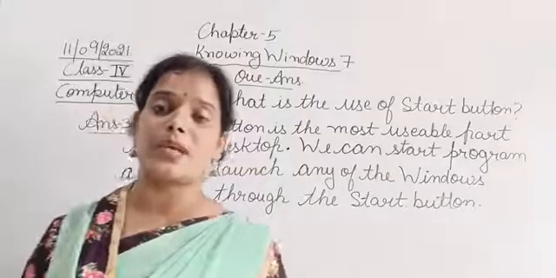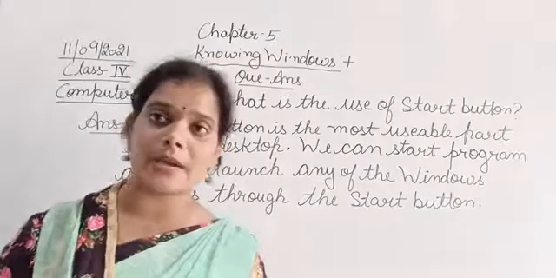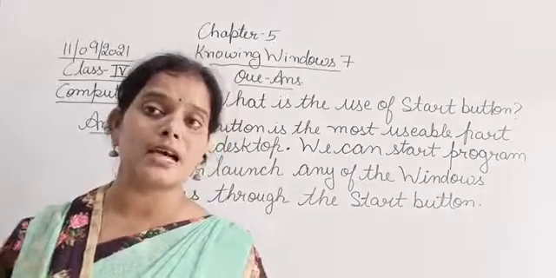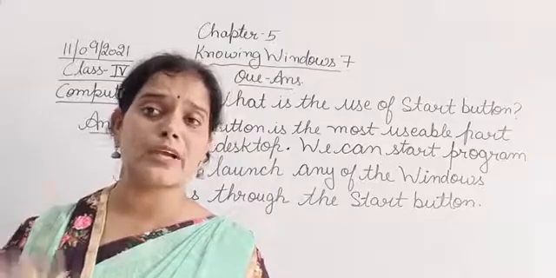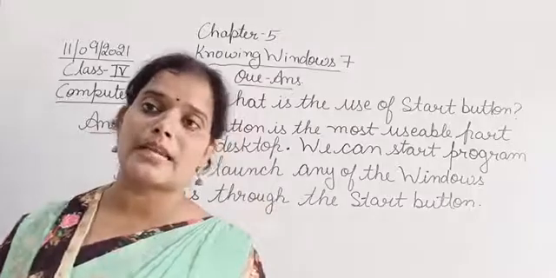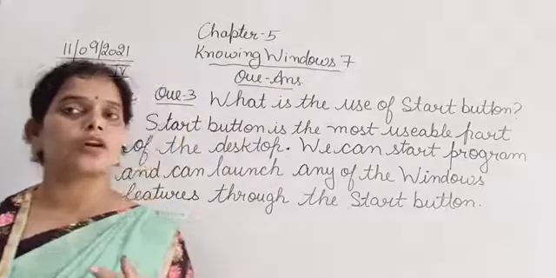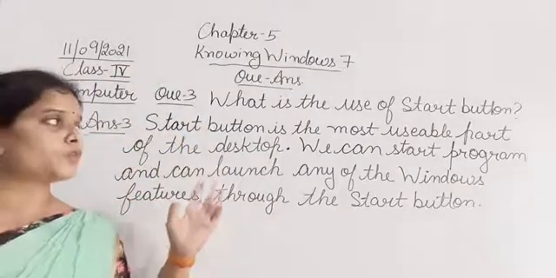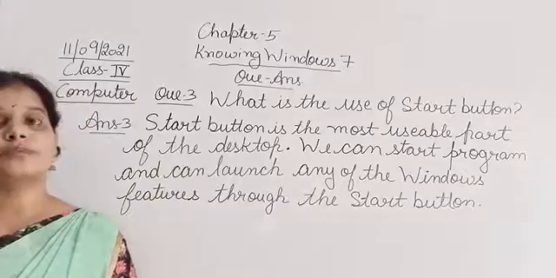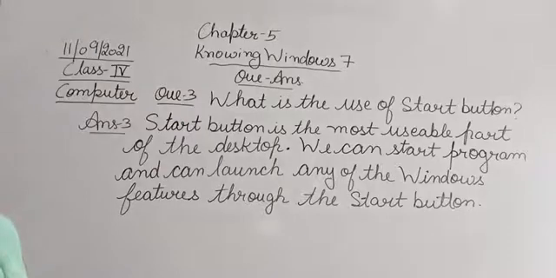Okay, so the start button, in short, we can say that we can access any program and any software through the start button. For that you have to click on the start button and the start menu will pop up, and from there you can select the program or the software that you want to open, and then you can work with it. This is one of the most usable parts of the desktop. Clear? So this is the answer for question number 3. You can pause it here and note it down in your notebooks.